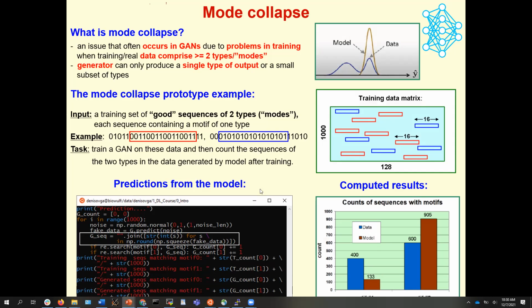And when we produce generated data, we will observe only 133 sequences of the first type, but more than 900 of the second type. In other words, we have here partial collapse. The first type of sequences will be produced in a small amount. And also the sum of the generated sequences exceeds 1,000, which means some of the generated sequences will have two motifs.